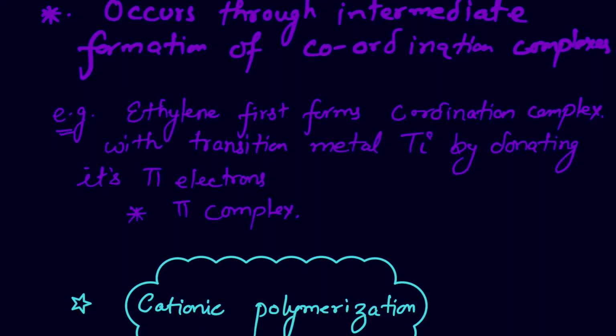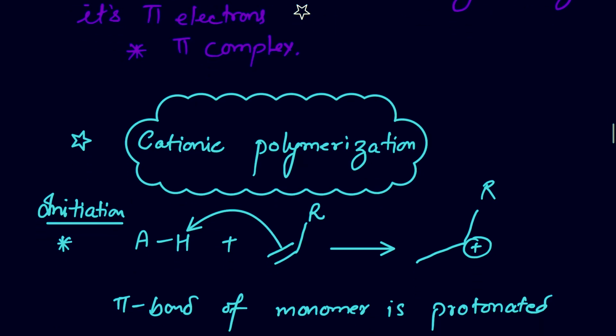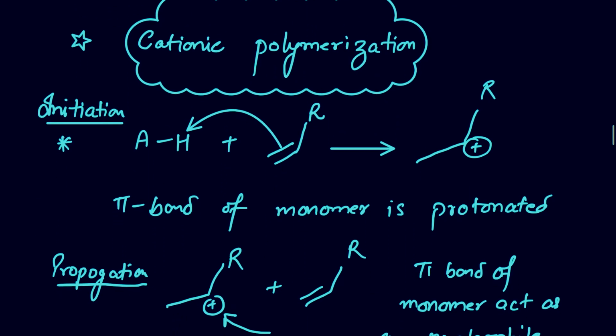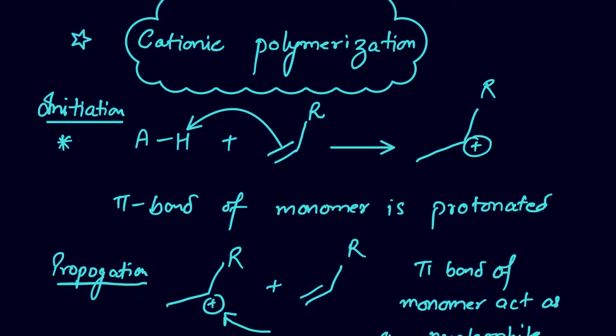For example, if we consider the polymerization of ethylene, it first forms a coordination complex with the transition metal titanium by donating its pi electrons to form a pi complex. We very well know that polymerization of ethylene occurs in the presence of titanium tetrachloride. Now next is cationic polymerization.